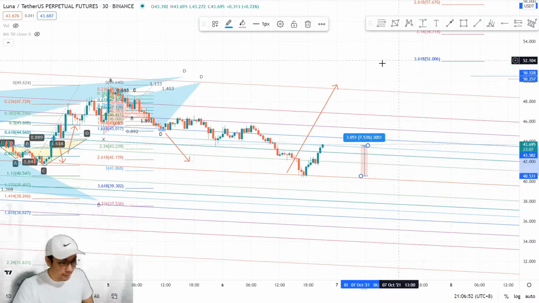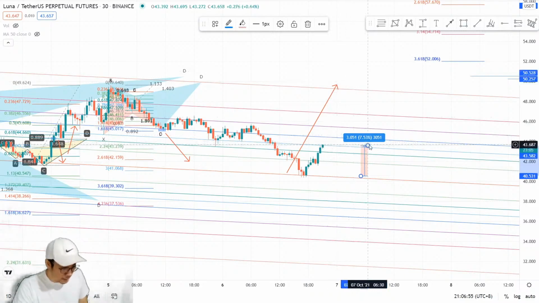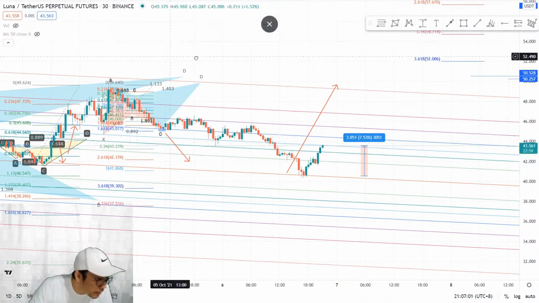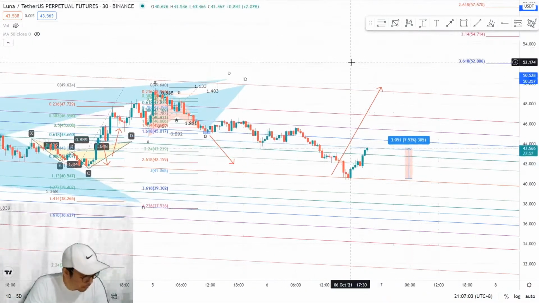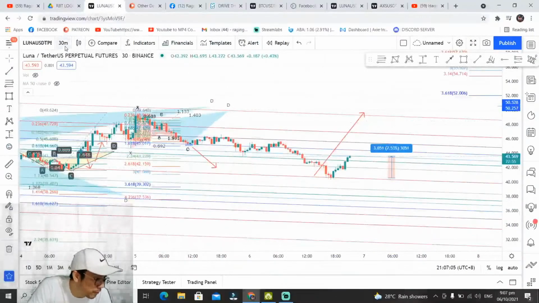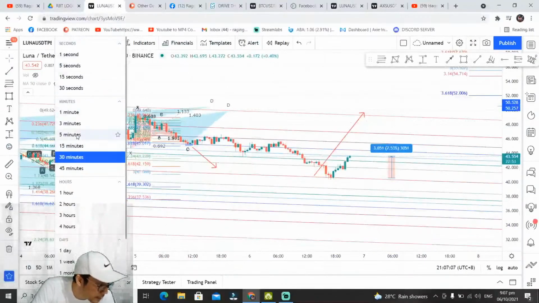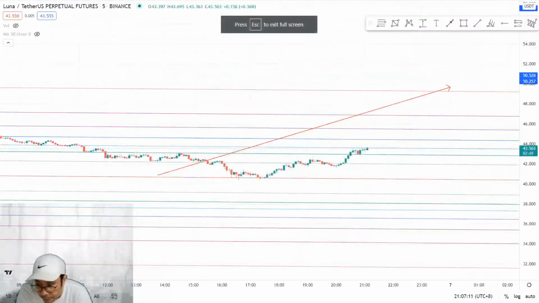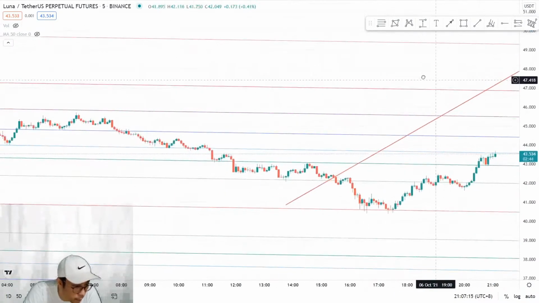I actually made an update about this one, but anyway. Okay. So this is 30%, then maybe I can adjust this to 15 or 5%, 5 minutes, so that I could show you some example of this one.